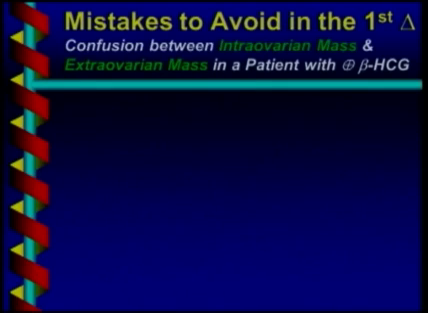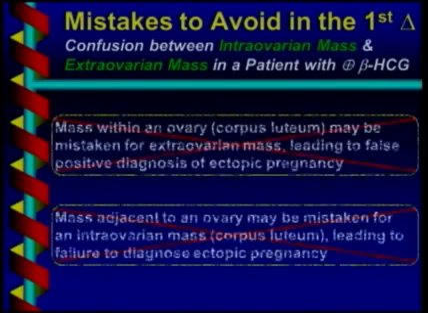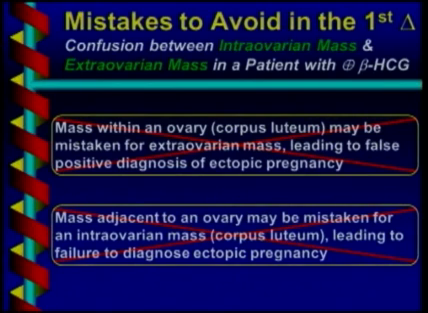Another mistake to avoid in the first trimester is confusion between an intraovarian mass and an extraovarian mass in a patient with a positive beta-HCG. So the 2 errors that can be made here are that a mass within an ovary, which is likely to be a corpus luteum.